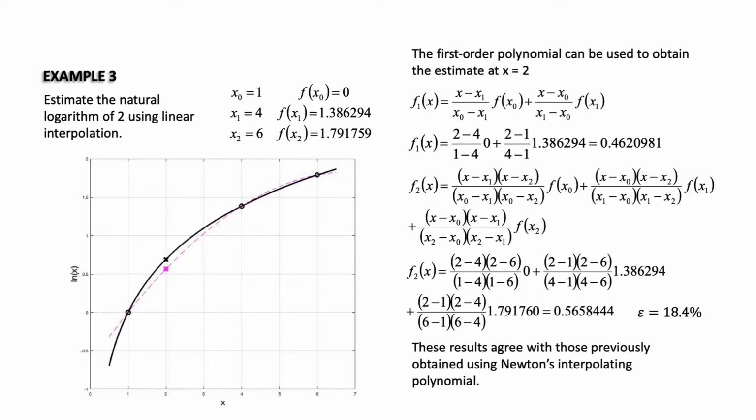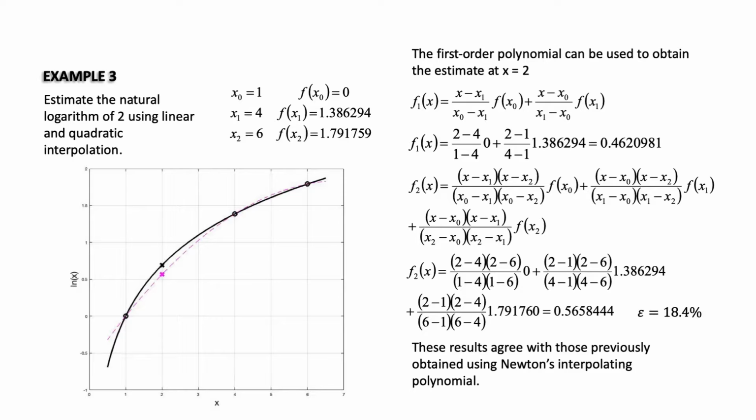Now let's use Lagrange interpolating polynomial in order to estimate the natural logarithm of 2. Again, we have these given data points. The first order polynomial can be used to obtain the estimate at x equals 2.